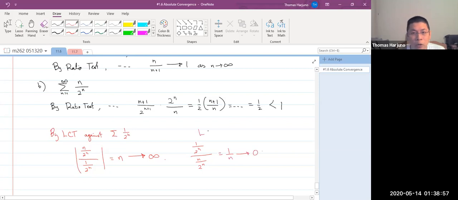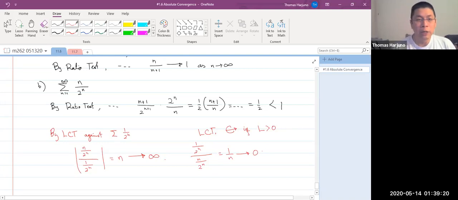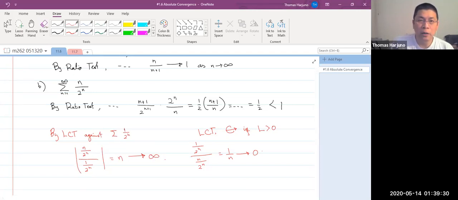Okay, but remember, limit comparison test, it's convergent if the limit L is positive and finite. If it is 0, nothing can be said. Remember that? If the limit is exactly 0, then we cannot say anything. In other words, limit comparison test against this geometric series is inconclusive. Apparently, in this case, it seems like ratio test is the only way.